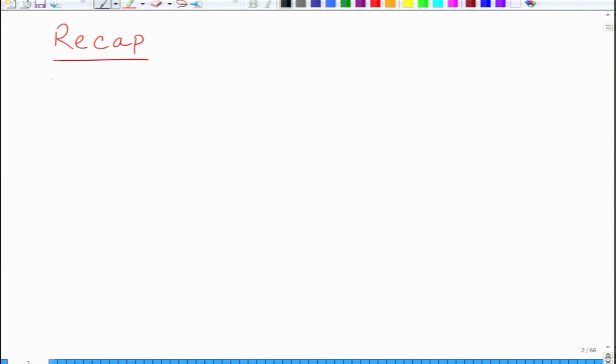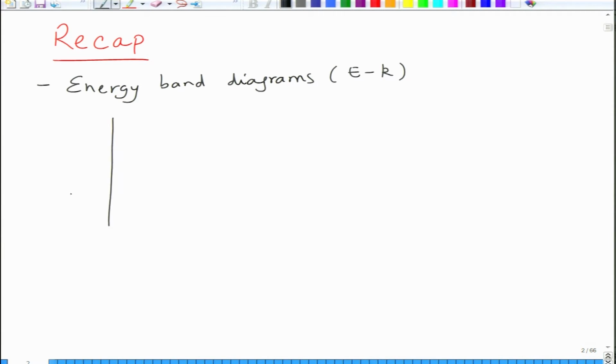In the last lecture we learnt about energy band diagrams, which are basically E-K diagrams. E is the energy and K is the wave vector. For a single electron, the curve is parabolic because E is equal to h cross square K square divided by 2m.